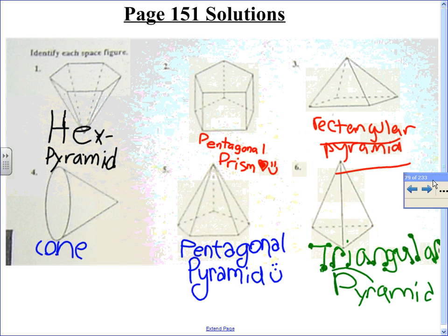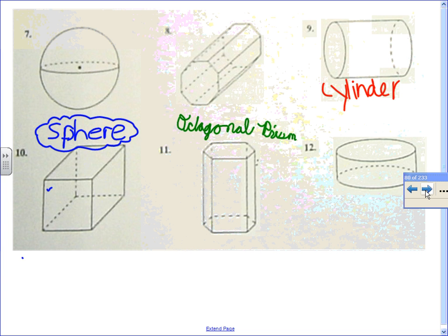Okay, number 1, hexagonal pyramid. Number 2 is pentagonal prism. Number 3 is rectangular pyramid. 4 is a cone. 5 is a pentagonal pyramid. 6 is a triangular pyramid. Okay, these are all right. Number 7 is a sphere. 8 is an octagonal prism. 9 is a cylinder. Matt, number 10.